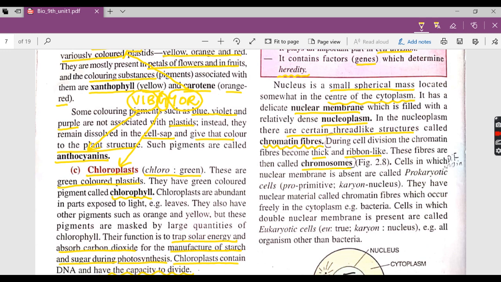Now, there are certain cells in which the nuclear membrane is absent, and such cells are called prokaryotic cells. Pro means primitive and karyon means nucleus. That means it has a primitive nucleus. The chromatin fibers in such cells are dispersed freely in the cytoplasm. An example would be bacteria. The cells in which double nuclear membrane is present are called eukaryotic cells. All organisms other than the kingdom of bacteria or Monera have eukaryotic cells.